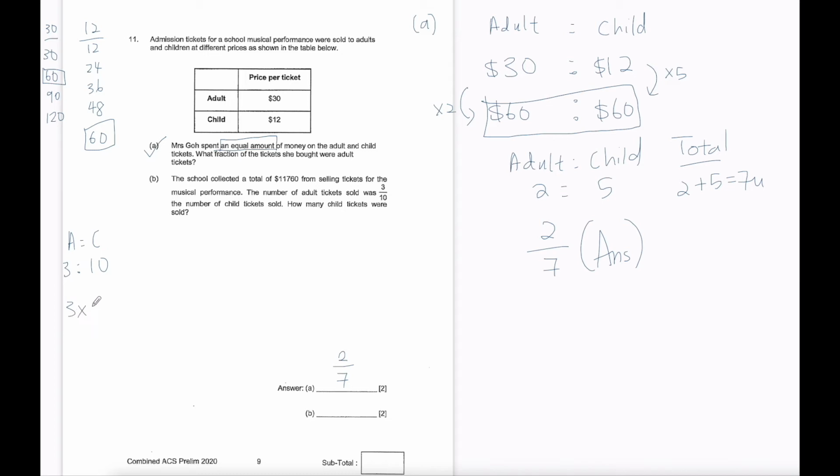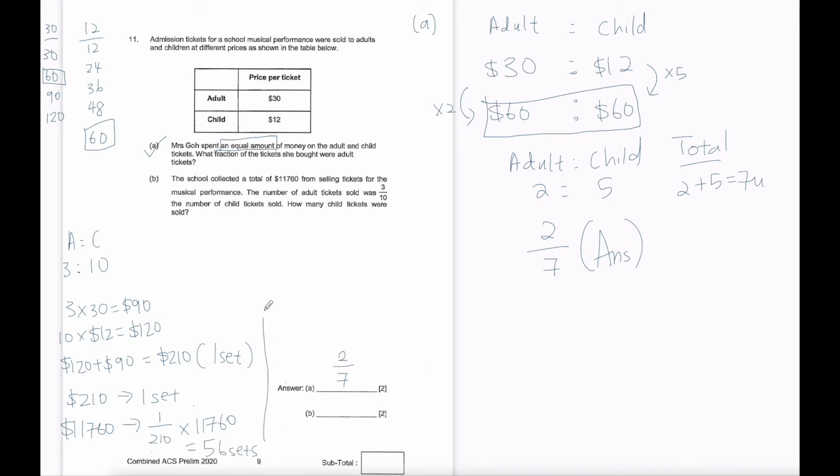Okay, so 3 times $30, we get $90. And then 10 times $12, we get $120. So the total is 120 plus 90, we're going to get $210. So that's the total for one set. Okay, I'm just going to put here one set. And then 11760, correct? So $210 is one set, and 11760 is 1/210 times 11760. I'm going to get 56 sets.